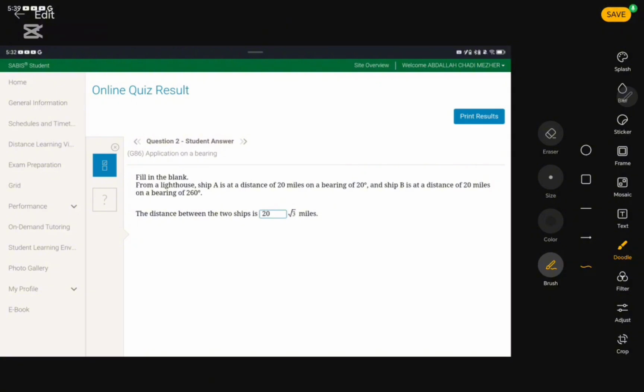For this question, fill in the blank. From a lighthouse, ship A is at a distance of 20 miles on a bearing of 20. So we see an angle, we have to draw. So 20, it's nothing crazy, it's like this. So right here is 20. And ship B, okay, over here it says and ship B. If you see and ship B, you draw another line. So let's just draw very quickly. So 260, so 90, 90 plus 90 is 180. Over here is 270, but we need 260, so it's gonna be like right here.